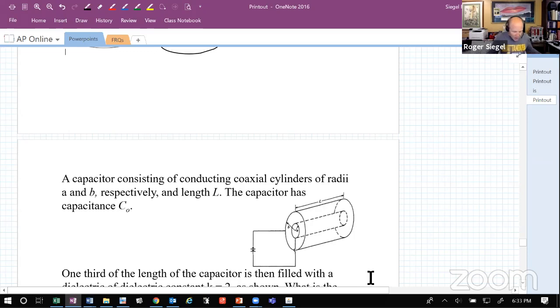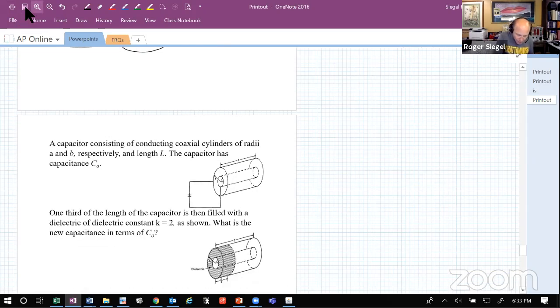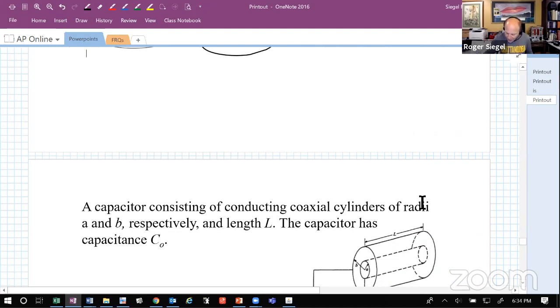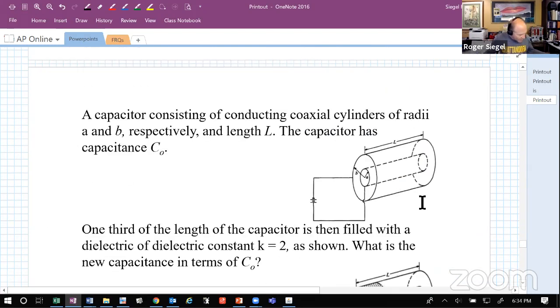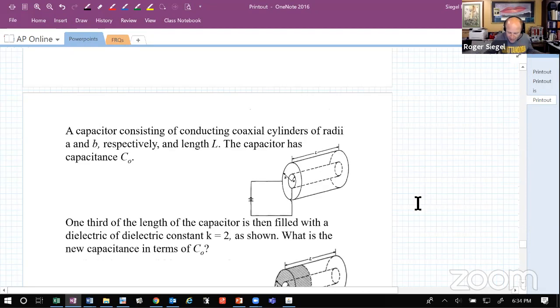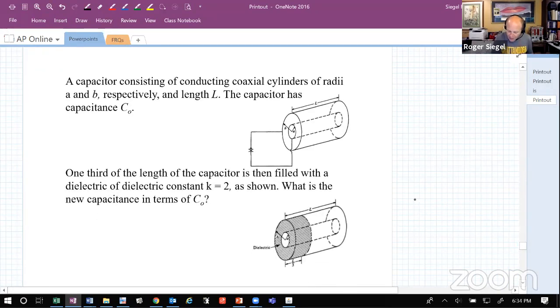Okay, so let me work through this one. We've got, again, the cylindrical capacitor, and it's a coaxial capacitor. It's got the cylinder of radii A and B and the length L and the capacitance C0. So right now, this capacitance is C0, okay? And so we have now 1/3 of the length of the capacitor filled with a dielectric of dielectric constant K equal 2, as shown. What is the new capacitance in terms of C0?